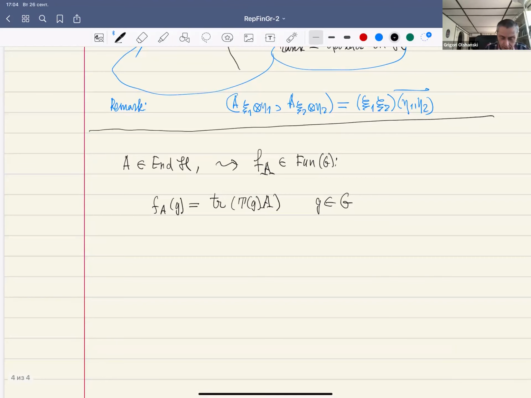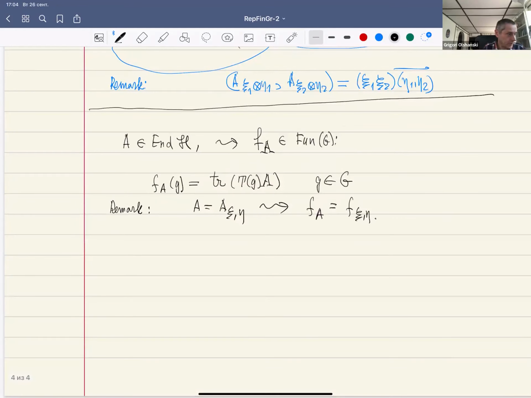So a remark, which is easy to verify: if A is this rank 1 operator, then we get the matrix elements from the initial definition. So this is just an extension of this notion. So it's easy to verify. Indeed, easy.